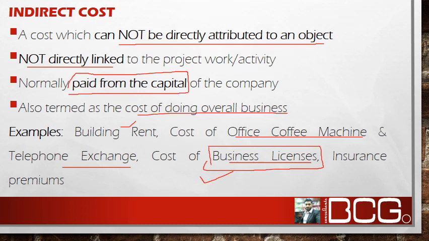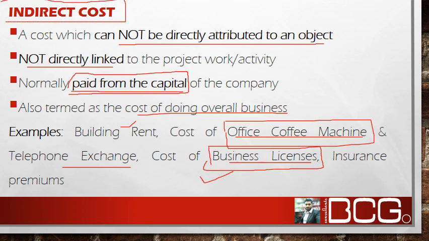A coffee machine is not part of the project activity itself, or it is not the desired outcome or the head of expense for a particular project, but to develop some environment or some facilities on the project site, or in your office or the business environment, you have to spend something which is paid from the capital of the company, and such costs are termed indirect costs.